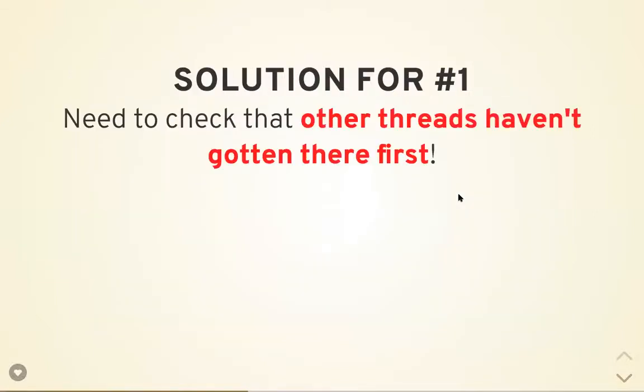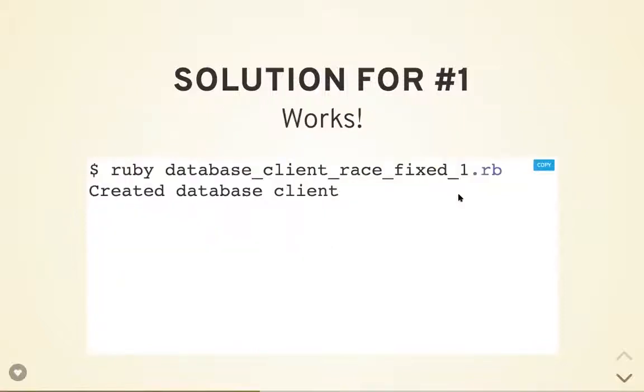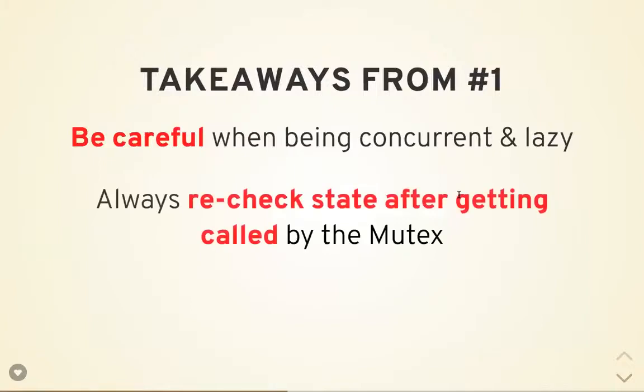So the solution is that we need to check that other threads haven't gotten there first. So the trick is basically adding this part. The idea here is that we grab the mutex and then we check, oh, is the database client already initialized? Because other threads might have gotten there first, we need to check if our decision is still the same. So that's the takeaway from here: when we do this, it works. The takeaway is be careful and always recheck your state when you're getting called by the mutex.